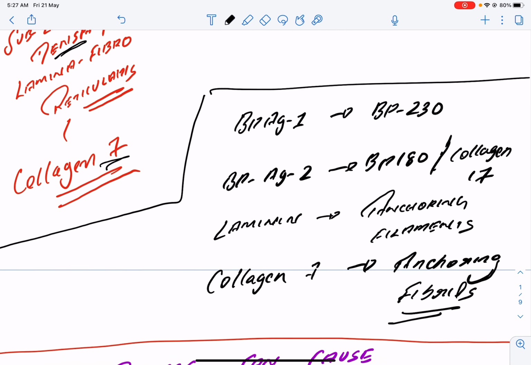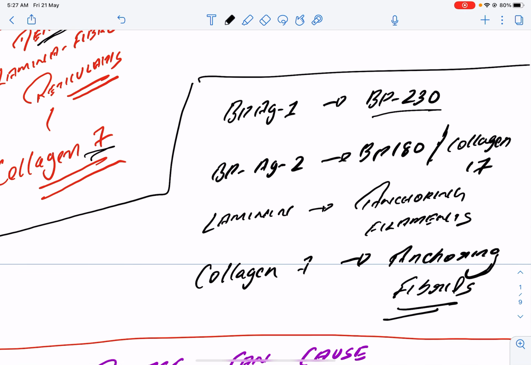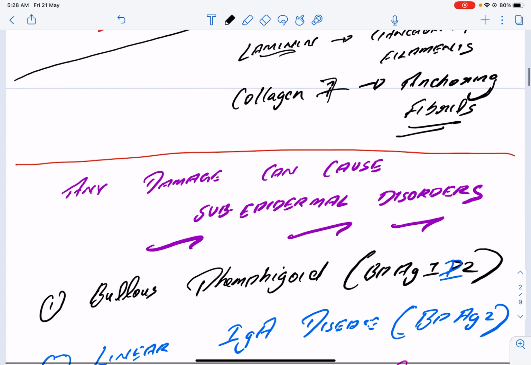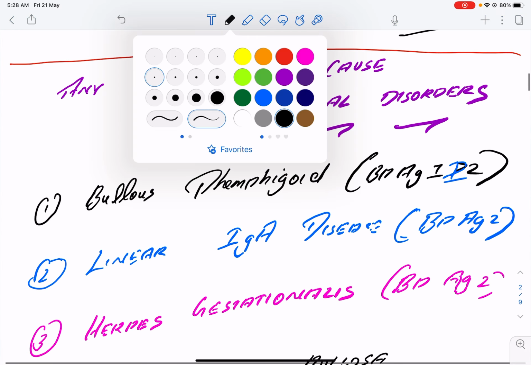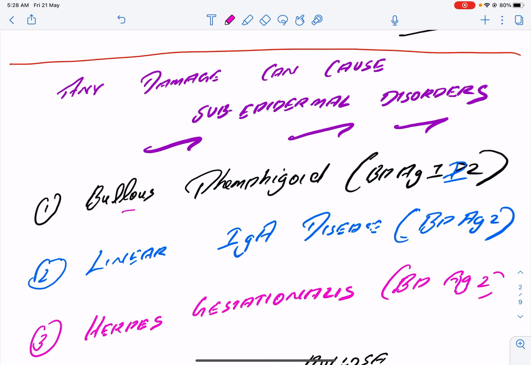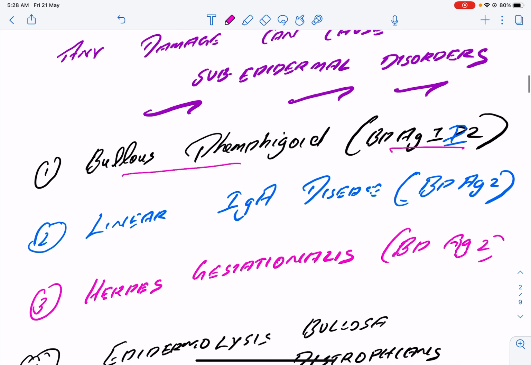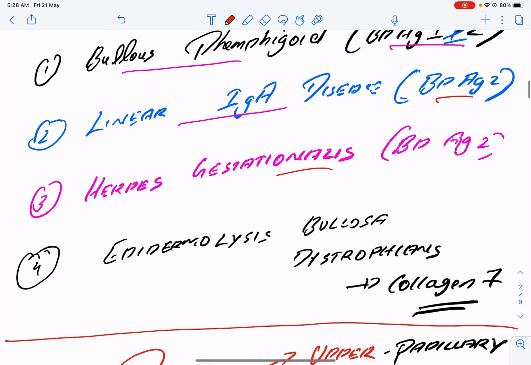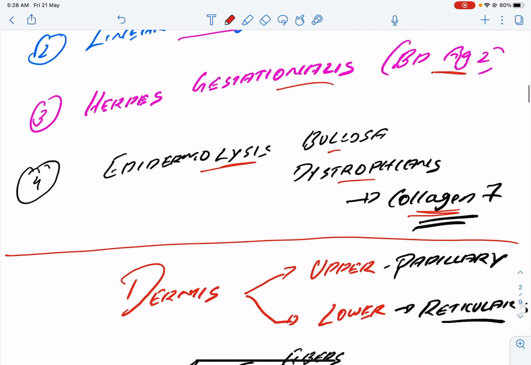All these proteins have different names. BPAG1 is called BP230, BPAG2 is called BP180 or collagen 17. Laminin is called anchoring filament, collagen 7 is called anchoring fibrils. Now, any damage of these proteins can cause what? Disease. That includes bullous pemphigoid because BPAG1 and BPAG2 are damaged. Linear IgA disease because of what damaged? BPAG2. Herpes gestationis because of BPAG2. Epidermolysis bullosa dystrophica because of collagen 7 damage.